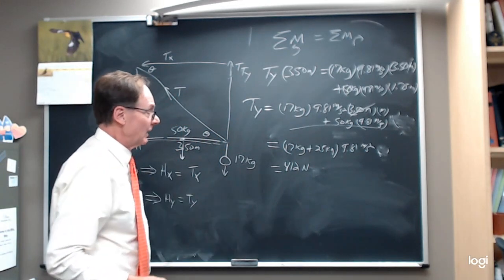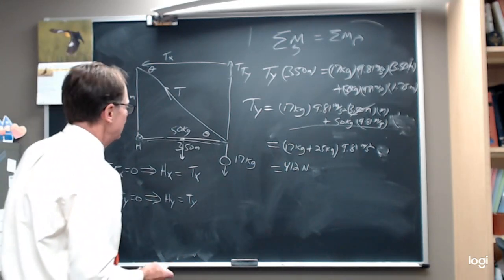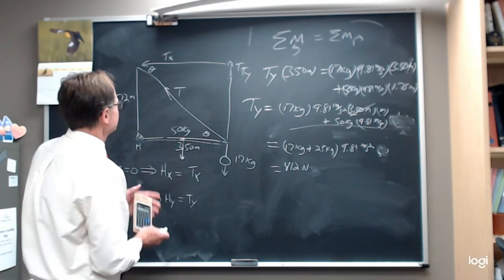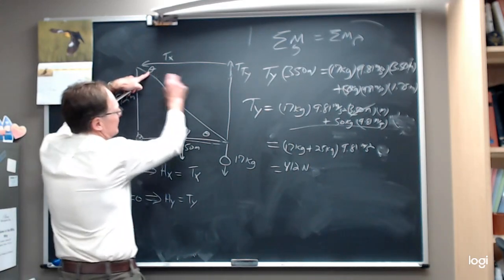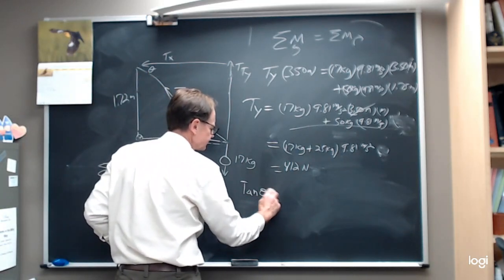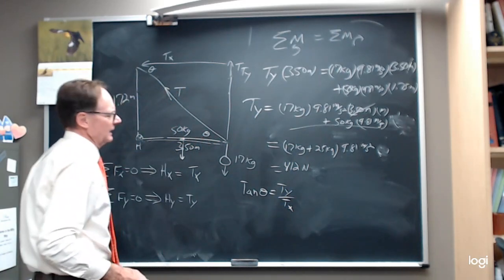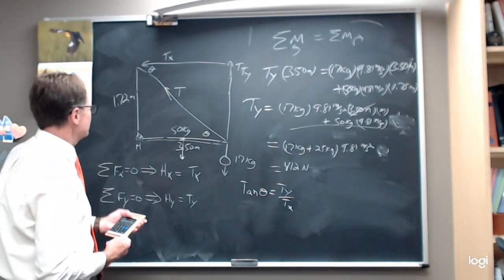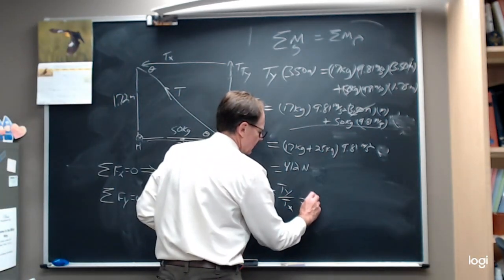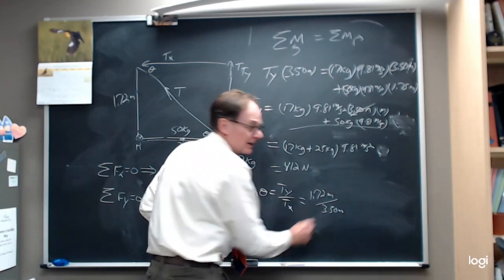So that's great. We have one component of the tension. And then we can look at this and ask, what's the x component of the tension? The tangent of theta is the opposite over the adjacent. So the tangent of theta is equal to T sub y over T sub x. But the tangent of theta is also equal to 1.72 meters over 3.50 meters. Everybody see that?